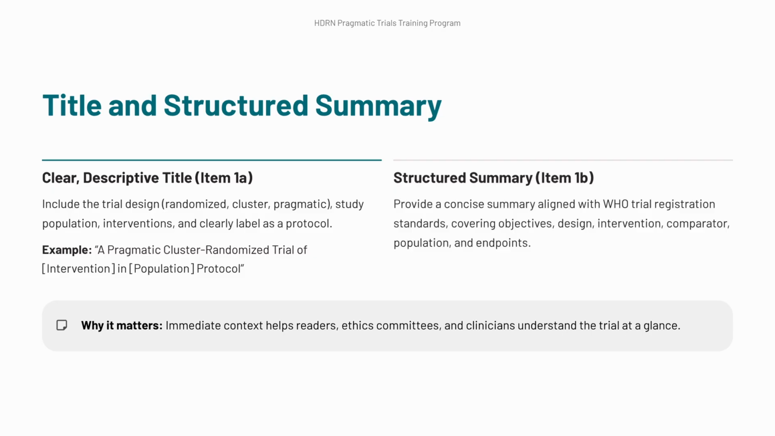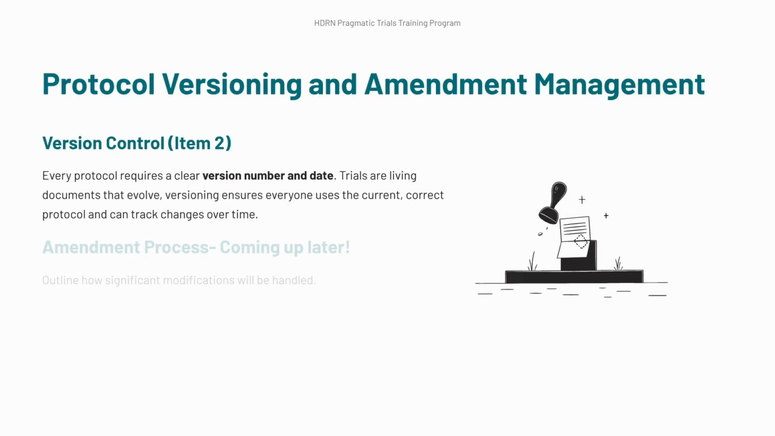Along with the title, we need a structured summary, which is SPIRIT Item 1B. This is essentially an abstract of the protocol, and it should concisely summarize key elements. Having a well-structured summary helps busy audiences like healthcare providers or ethics committee members quickly grasp what the trial is about. SPIRIT Item 2. Every protocol should have a protocol version identifier and date.